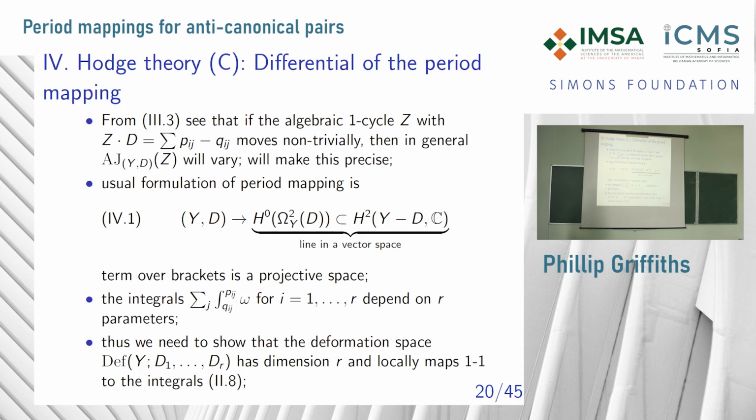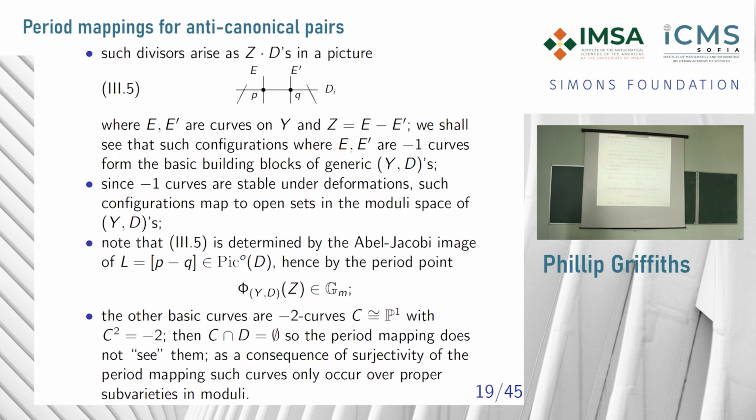And the indices here, I've got typos throughout. The r's from here on should be the second Betti number of y minus r. This is the number of parameters that they will depend on. You have to take the second Betti number because you're interested in the cycles on this rational surface y. You want those that have intersection number 0 with these d_i. Those are r conditions. So this should be d minus r. We want to show that this has dimension d minus r and locally maps to the periods that were on the previous slide here.